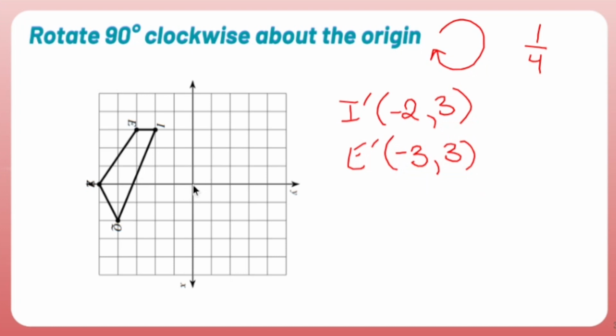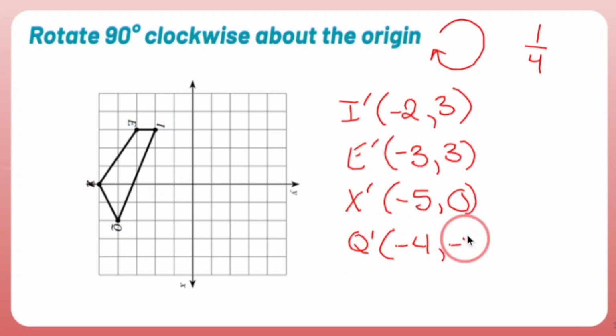X appears to be left 1, 2, 3, 4, 5. So X appears to be left 5, don't move, so -5, 0. And Q appears to be 1, 2, 3, 4, down 1, 2. So -4, -2.